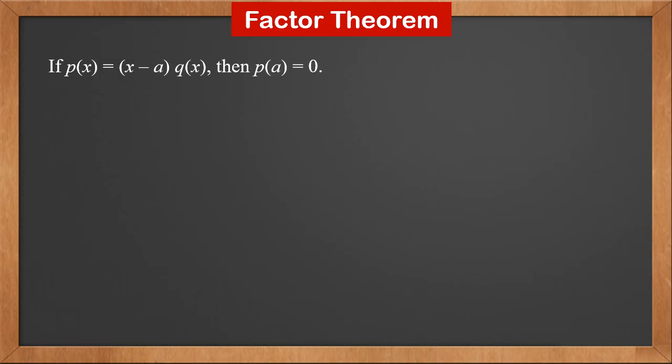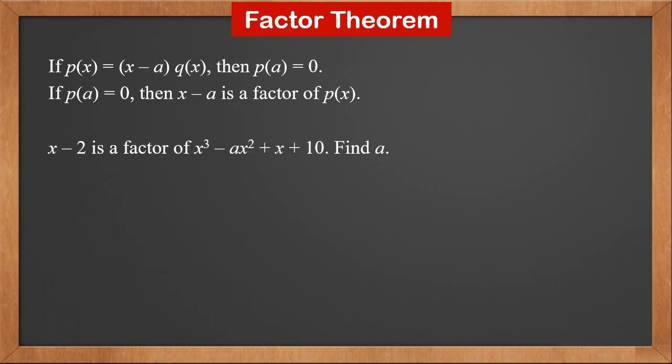We know if a polynomial p(x) can be factorized into (x minus a) times another polynomial q(x), then p(a) is 0. The opposite is also true. If p(a) is 0, then x minus a is a factor of p(x). This is the factor theorem.